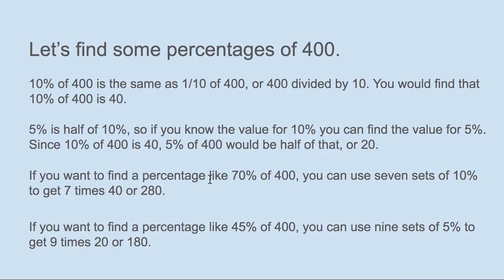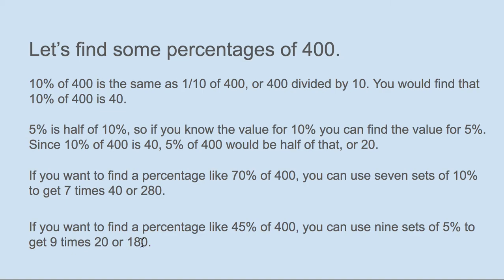If you want to find a percentage like 70% of 400, you can use 7 sets of 10% to get 7 times 40, or 280. If you want to find a percentage like 45% of 400, you can use 9 sets of 5% to get 9 times 20, or 180.